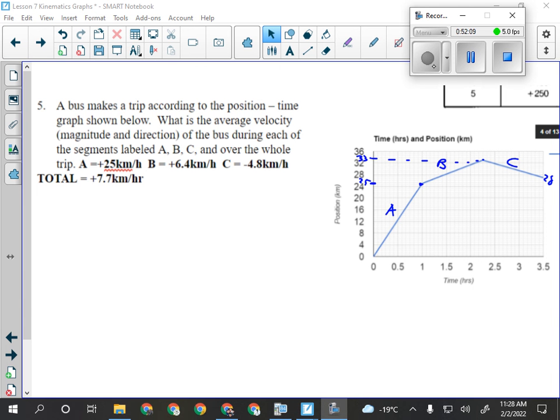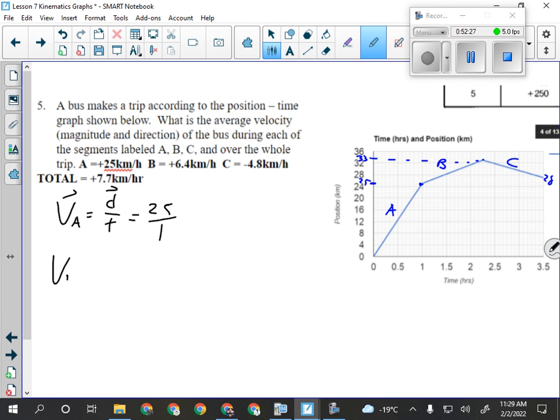Okay, so this one's pretty straightforward. If we want to calculate the velocity in each section, so for part A, the velocity in section A is simply going to be the displacement divided by the time. So that's going to be 25 over 1. Okay, so that's simply going to be 25 kilometers per hour. The velocity for part B is going to be our displacement over time, but we're going to go final position minus initial position divided by time. So that'll be 33 minus 25.